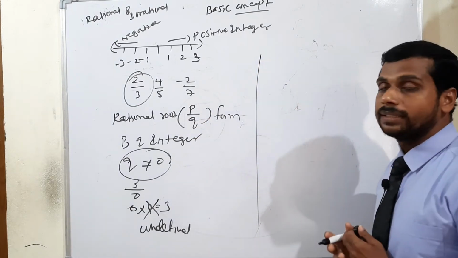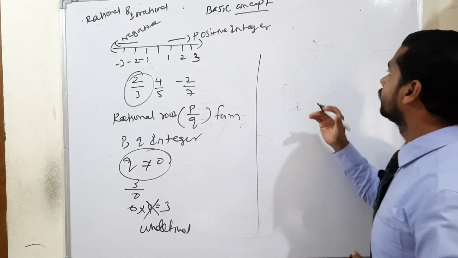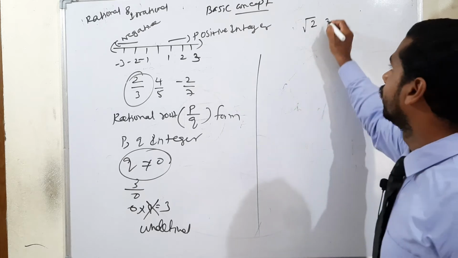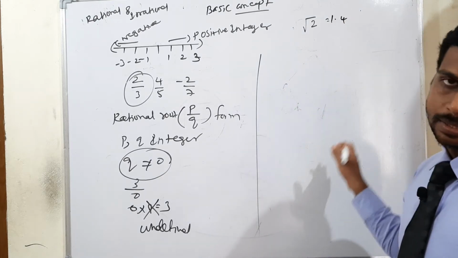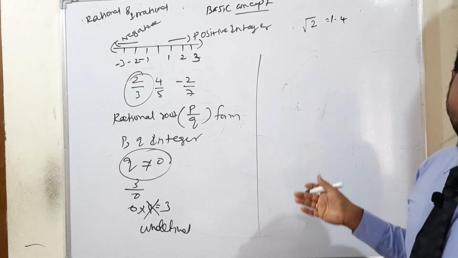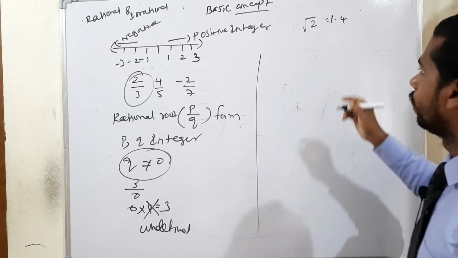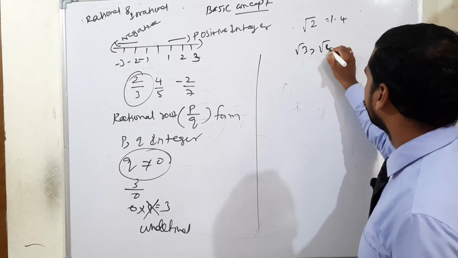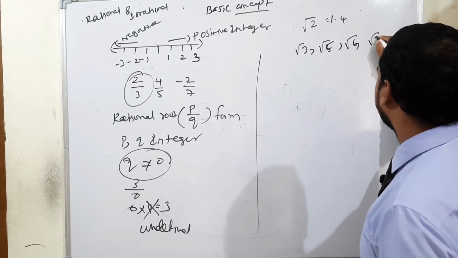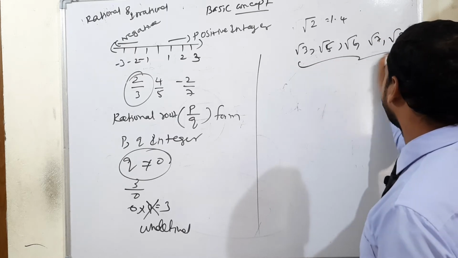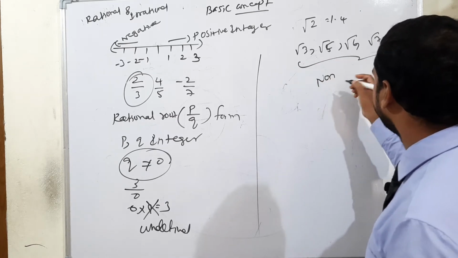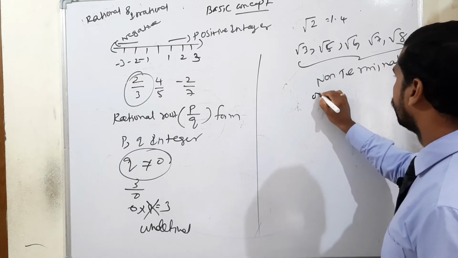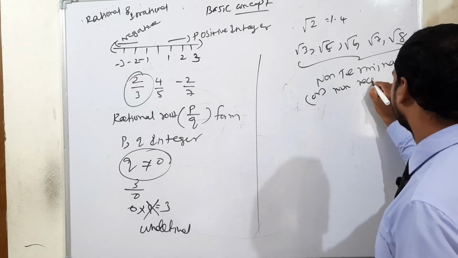Now I am moving on. What is the meaning of an irrational number? For the irrational number root 2, if you type it in the calculator, the number keeps moving on, 1.4 and so on, it is unstoppable. That's why we say this is a non-terminating, non-recurring decimal. Not only root 2, for example root 3, root 5, root 6, root 7 and root 8, these types of numbers are non-terminating or non-recurring decimals.